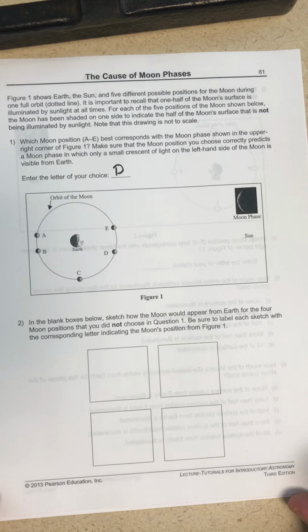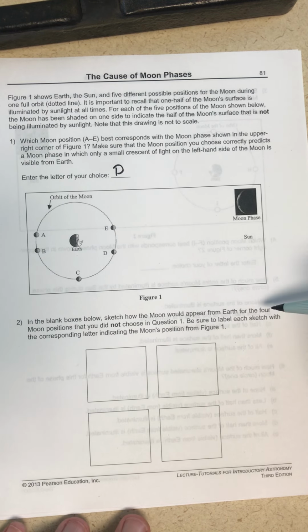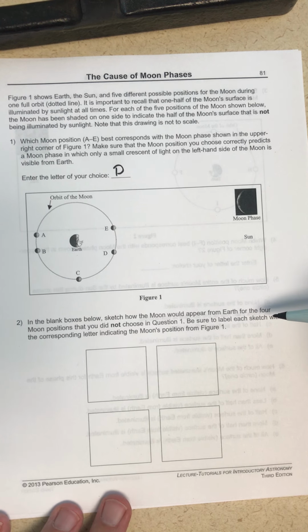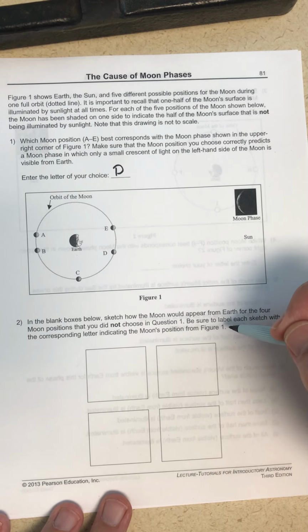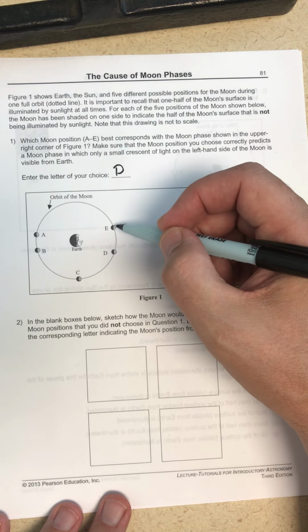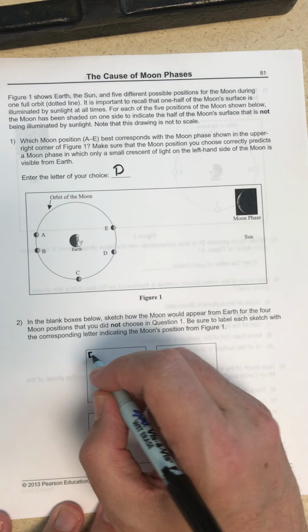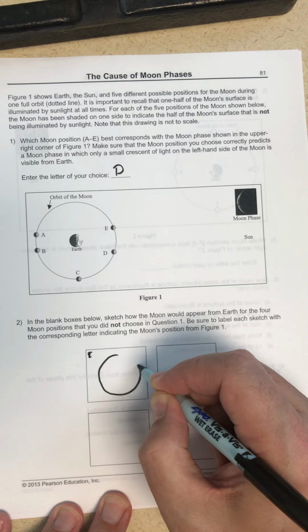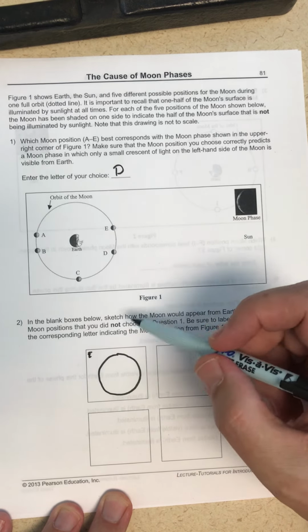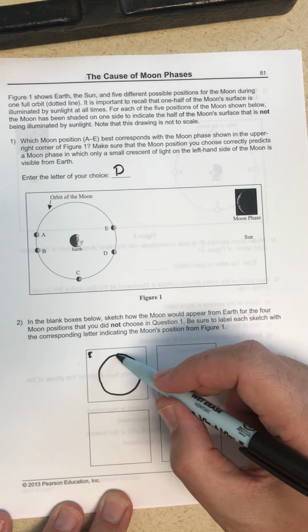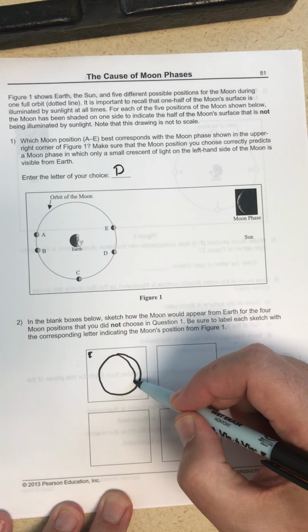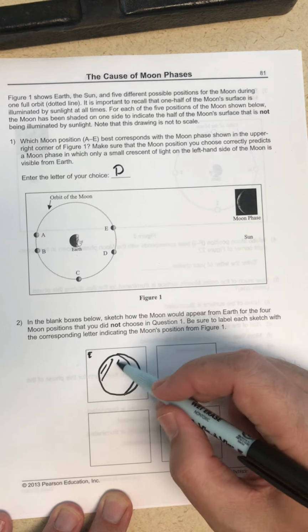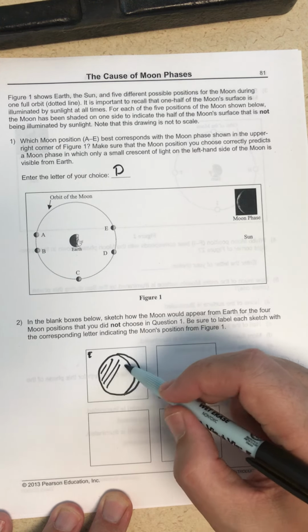In the blank boxes below, sketch how the moon would appear from Earth for the 4 moon positions that you did not choose in question 1. Be sure to label each sketch with a corresponding letter indicating the moon's position from figure 1. So just sort of go around the horn here. E. So in E, I'm going to have a crescent of light on the right, and it's all going to be dark on the left. Something like that.